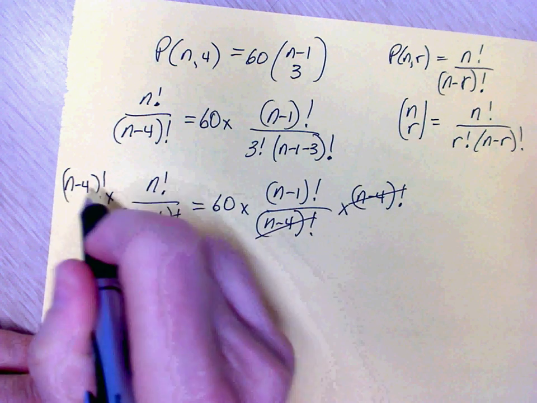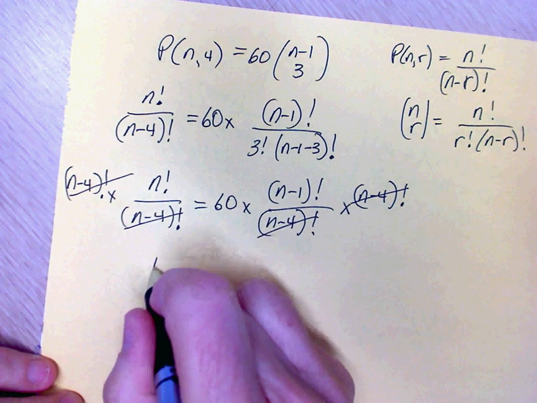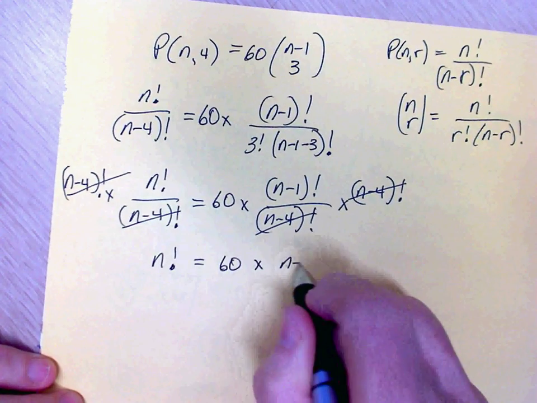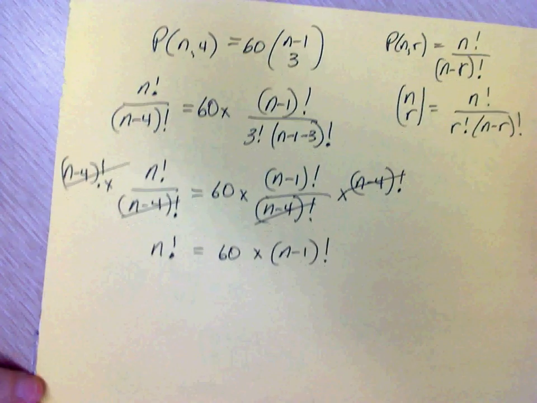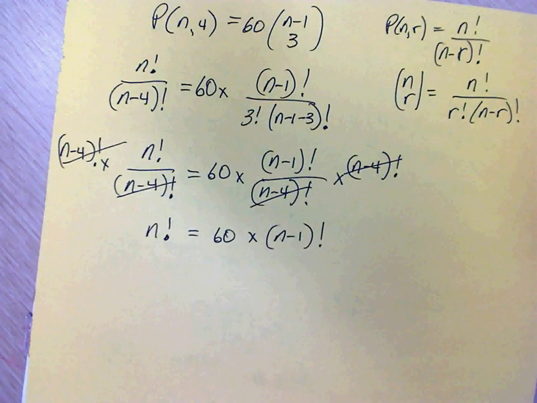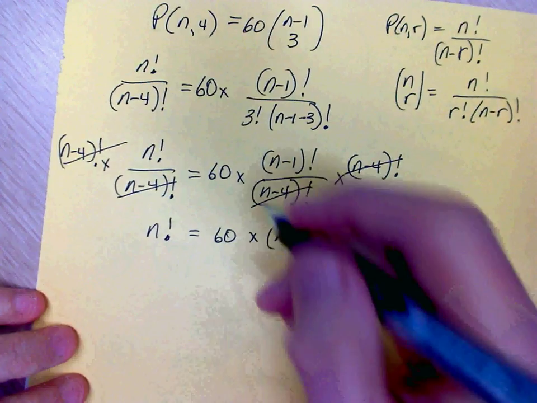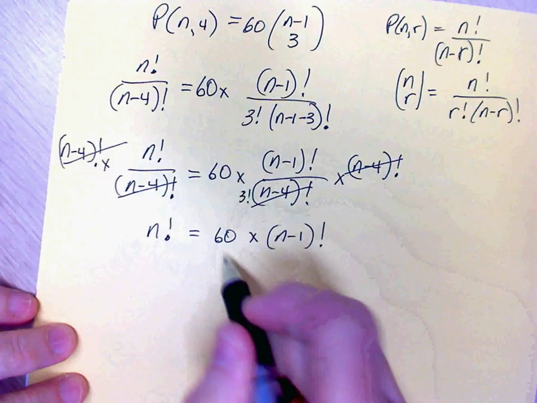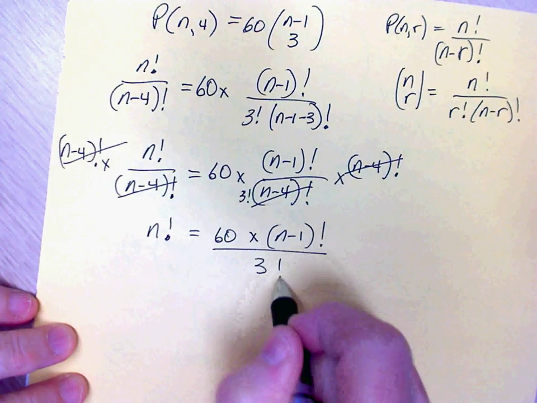and now I'm left with n factorial equals 60 times n minus 1 factorial. Oh, did I drop the 3? Okay, so can I just squeeze this one in here? So this should be over 3 factorial. Thank you very much.